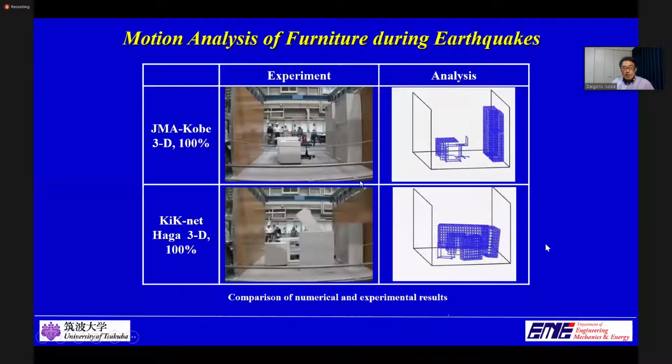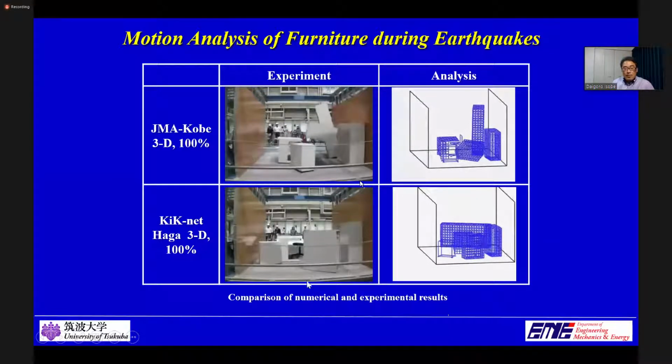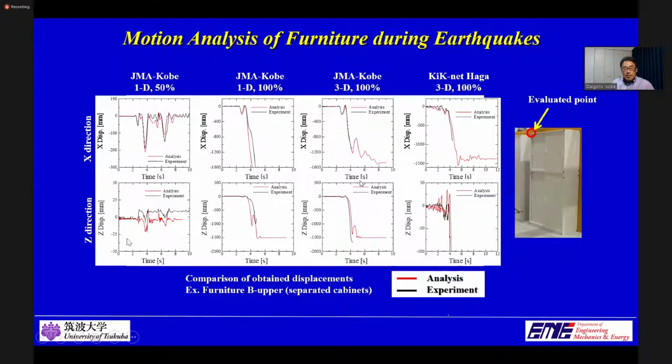You can also see the accuracy of the analysis in the comparison with the measured displacements. These displacements were measured at the top of the separated cabinet using the motion capture system. In various cases of seismic waves, the measured data for horizontal and vertical directions matched almost perfectly.